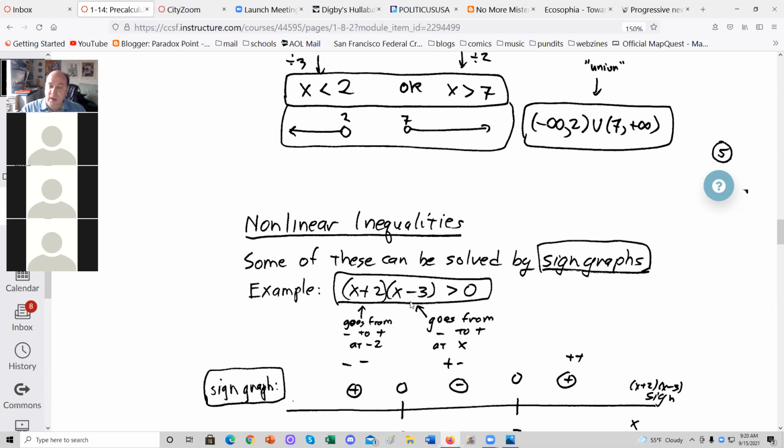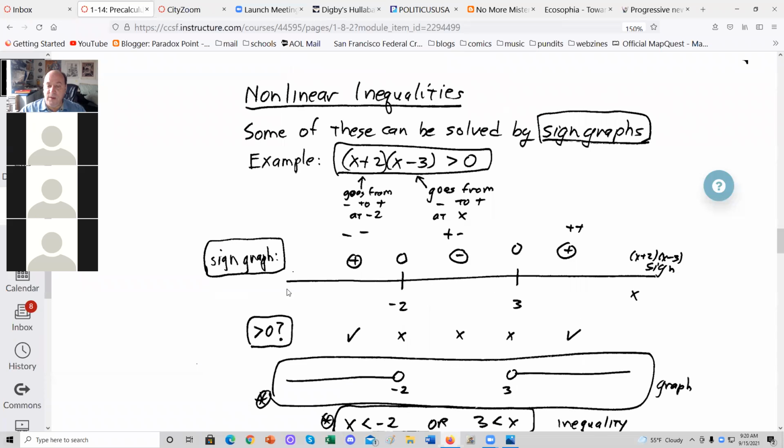Okay, so here's what we do, a sign graph. It looks like this. We draw a line, put x here, put the sign of x plus 2 times x minus 3 here. When x is negative 2, x plus 2 times x minus 3 is 0. When x is 3, x plus 2 times x minus 3 is 0. Above 3, both of these factors are positive, and positive times positive is positive. When it goes through 3, the second factor, x minus 3, becomes negative. So you have plus times minus, which is minus. Below negative 2, both of these factors are negative.